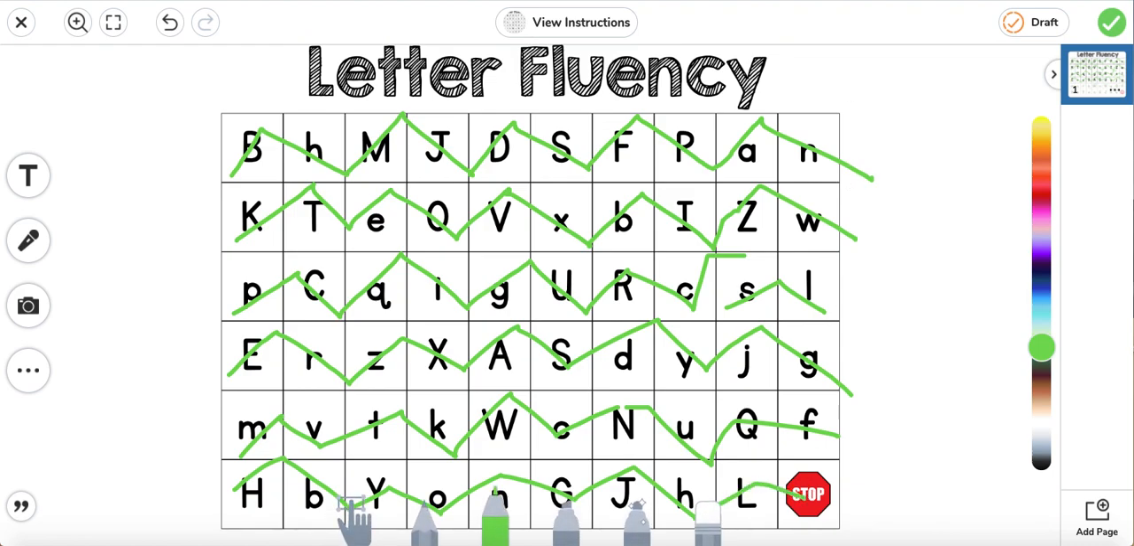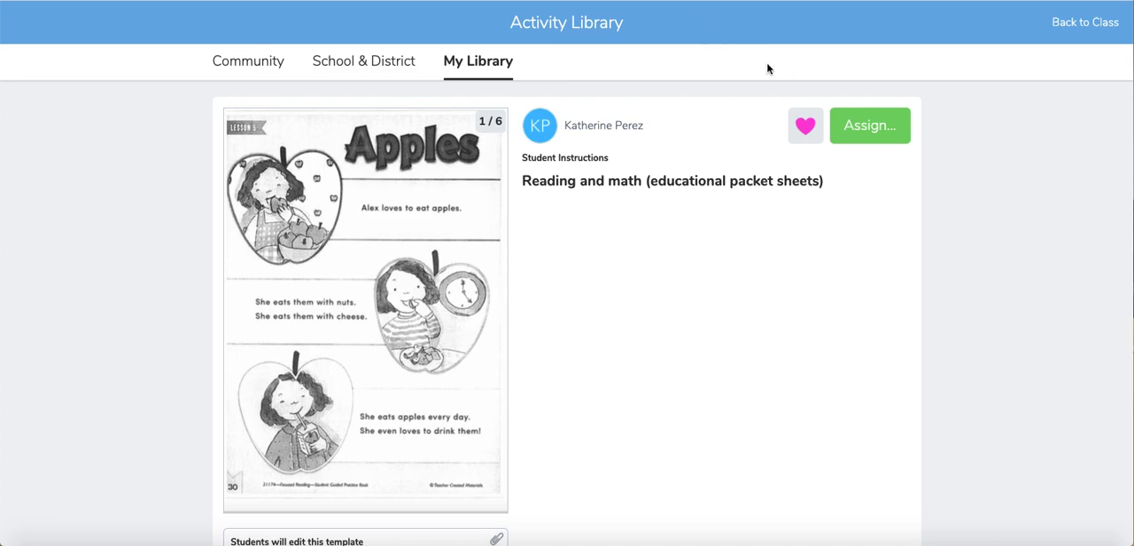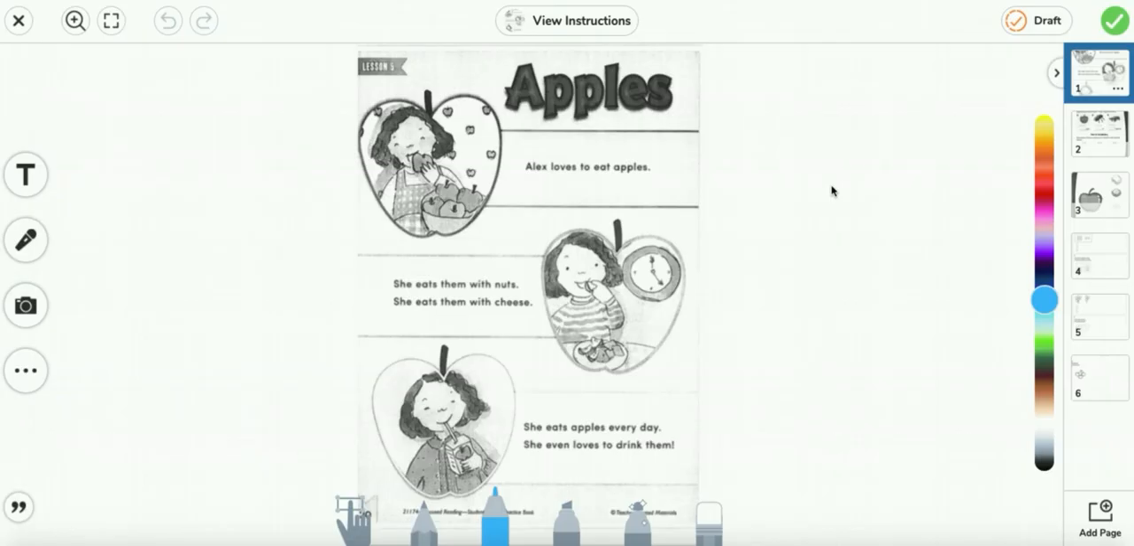Okay, next we're going to move on to the reading packet, and for the reading packet we're only going to do 3 pages today. Apples. Alex loves to eat apples. She eats them with nuts. She eats them with cheese. She eats apples every day. She even loves to drink them.